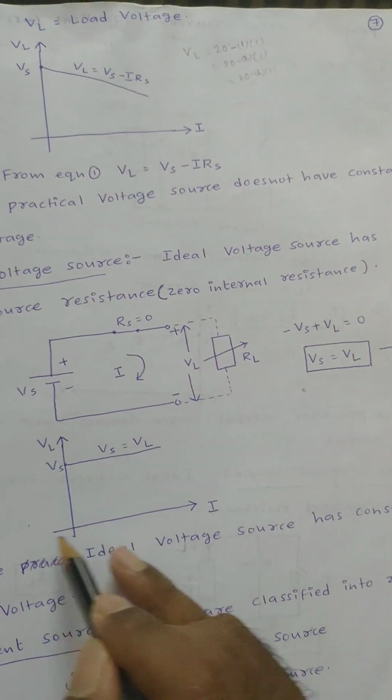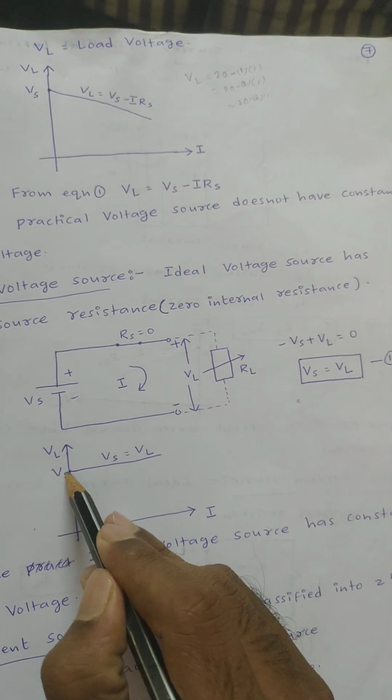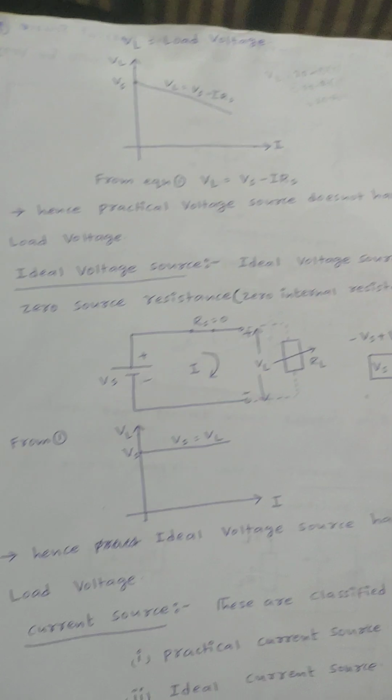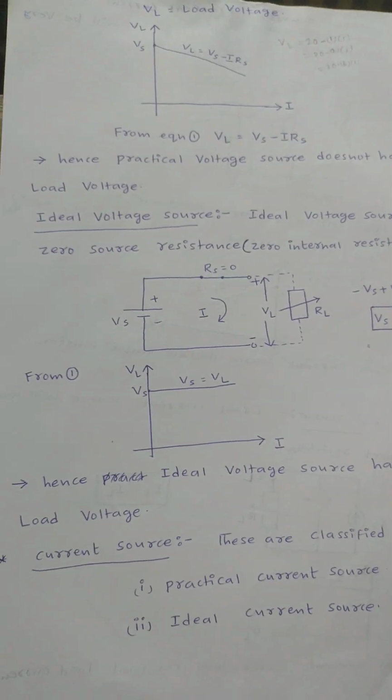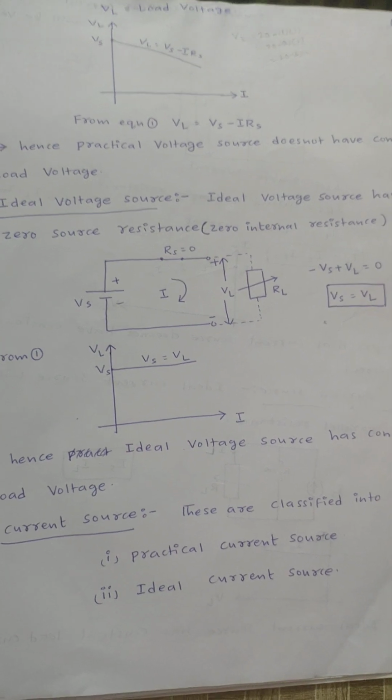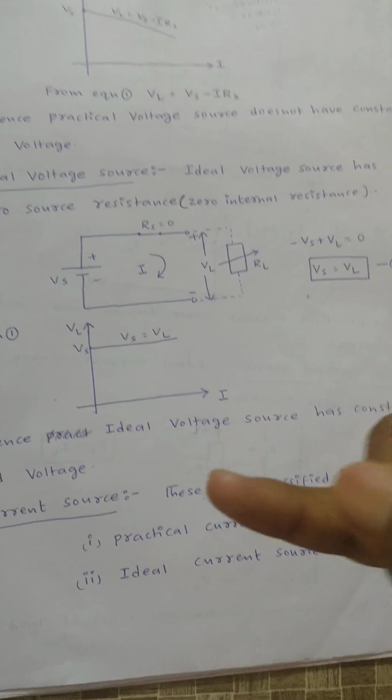If I draw the graph between current versus load voltage, the source voltage and load voltage are both equal, hence Vs is equal to VL, and that is constant. That is about the voltage source. Next, coming to the current source.